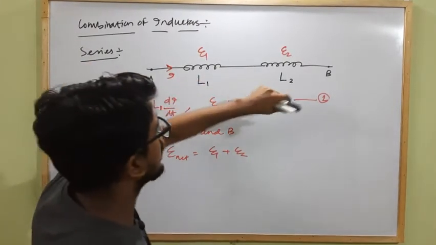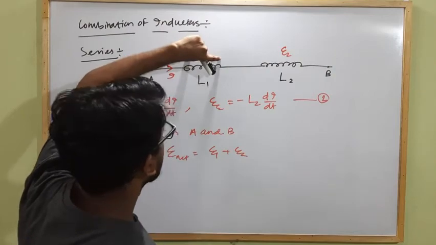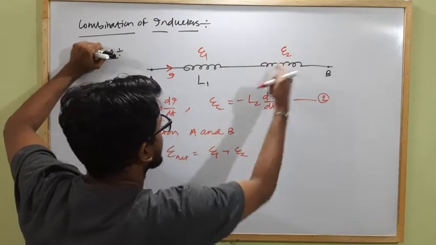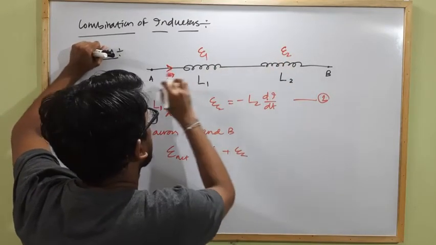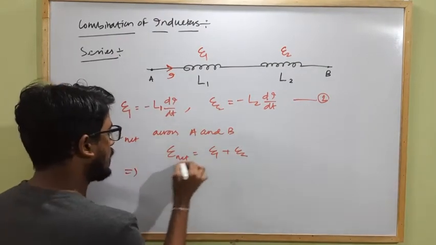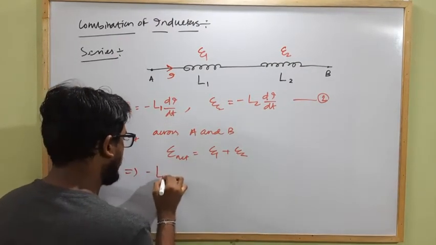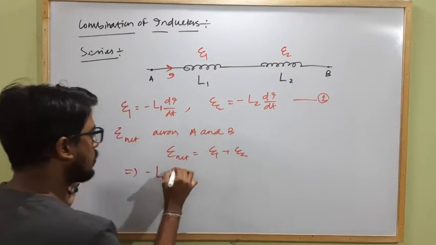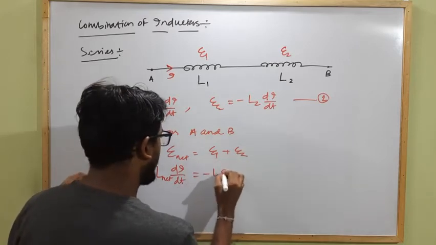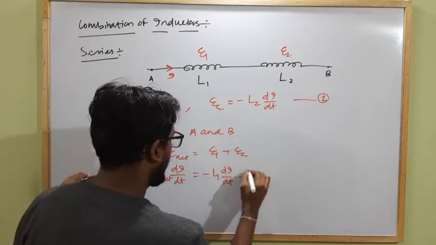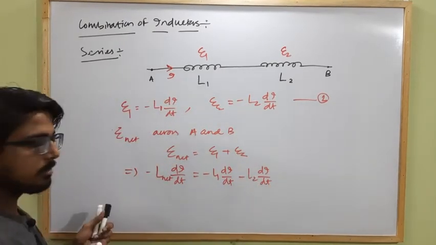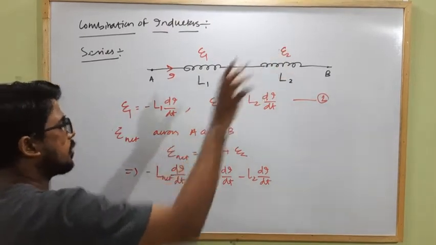As these two are connected in series, the potential difference across the combination will be the sum of the potential differences across inductor 1 and inductor 2, which is across A and B. This can be written as net E equal to L net into di by dt, which is equal to minus L1 into di by dt minus L2 into di by dt. Clear? As the rate of change of current in both is the same.